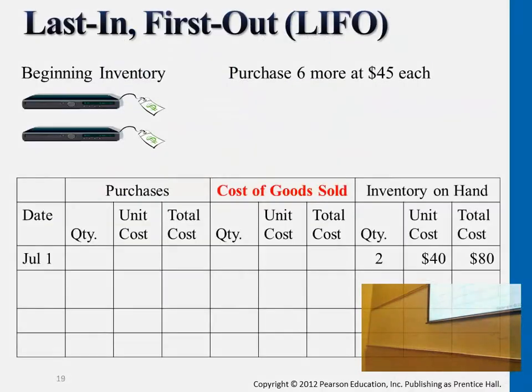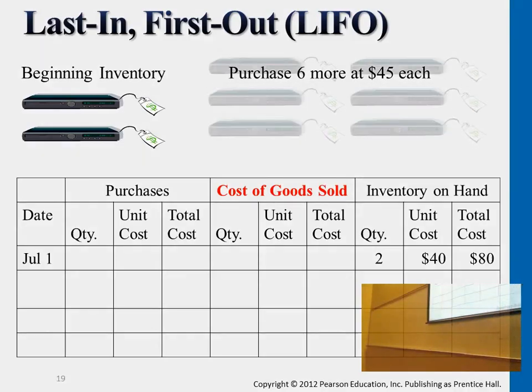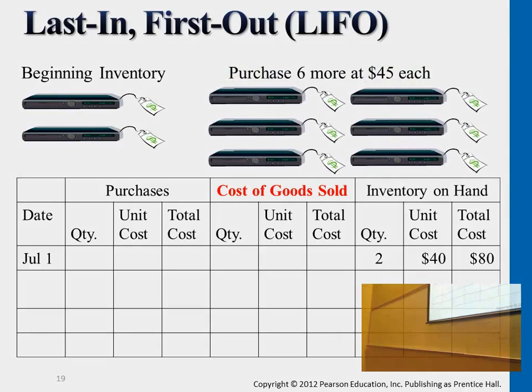Okay, if we go back to that exact same example, we start from the beginning inventory with 2 DVD sets, each of them at $40. This is exactly the same as FIFO. And then we purchase 6 more at $45 each. Again, up to this part is still the same as FIFO. We just add the purchase transactions in.